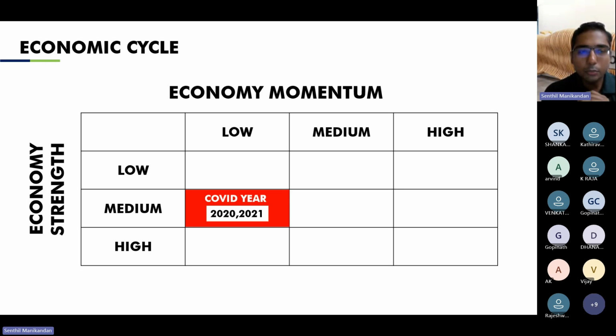On the other hand, economy strength was medium. Our government didn't go for major fiscal benefits to the people. They had a balanced view on the fiscal benefits that go into people's hands. In that way, they were able to maintain the overall economic strength at a medium level. So this is where the economy was in 2020 and 2021.